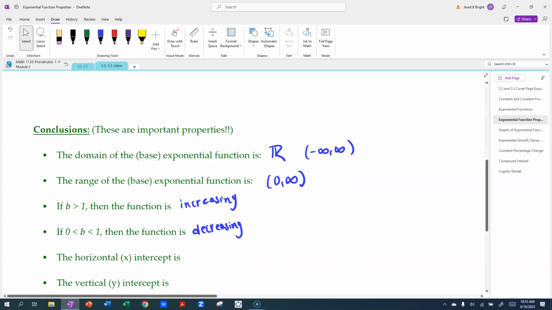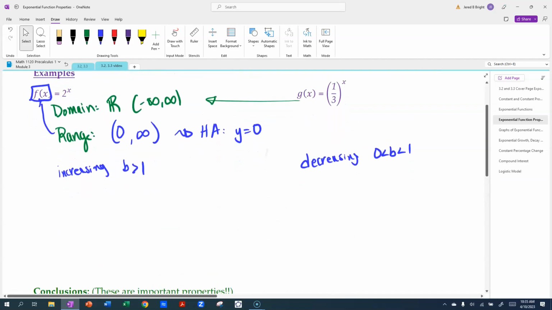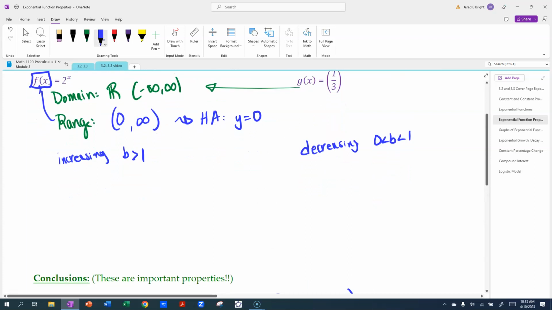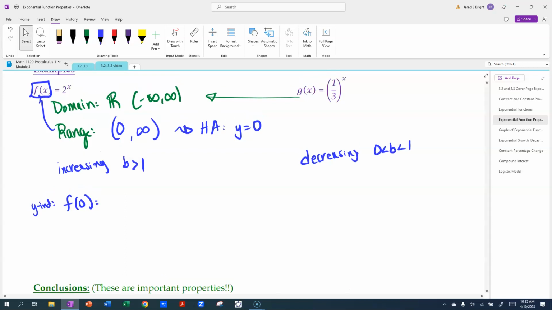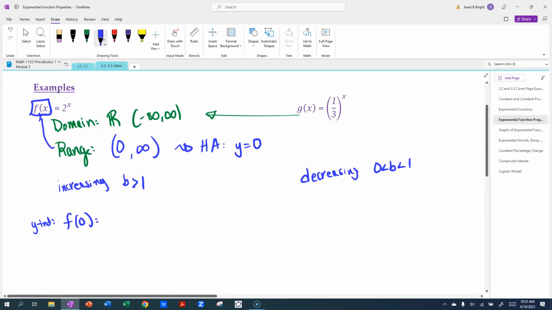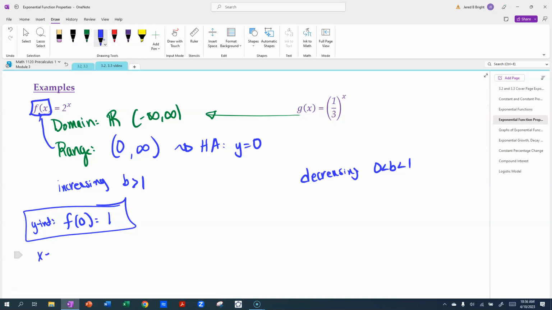Okay, horizontal intercept and y-intercept. So I'm wondering, f of 0, this would be when x is 0, so this would be the y-intercept, or the vertical intercept. Okay, if I put in 0 for x, I just get 1, right? 2 to the 0, 1/3 to the 0. This actually never changes. Okay, what about the x-intercept?